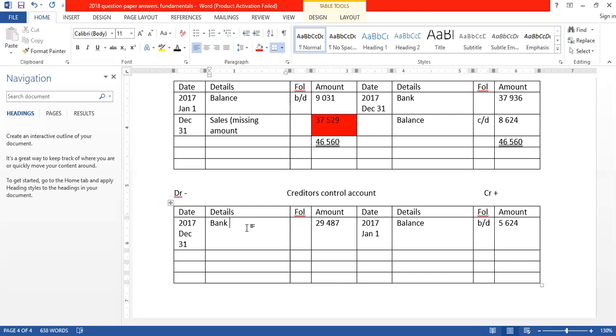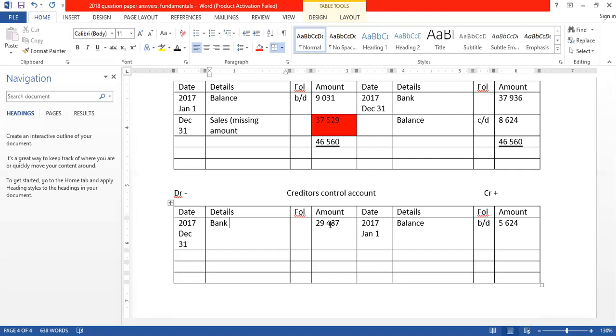Now, in your creditors control account, you will have to write the form of payment. How did you pay the money? Was it through the bank or was it cash? In this case, it's bank because it comes from your bank account, 29,487. And then you go on. What other transaction do you have that has to do with your creditors? You have your balance carried down.